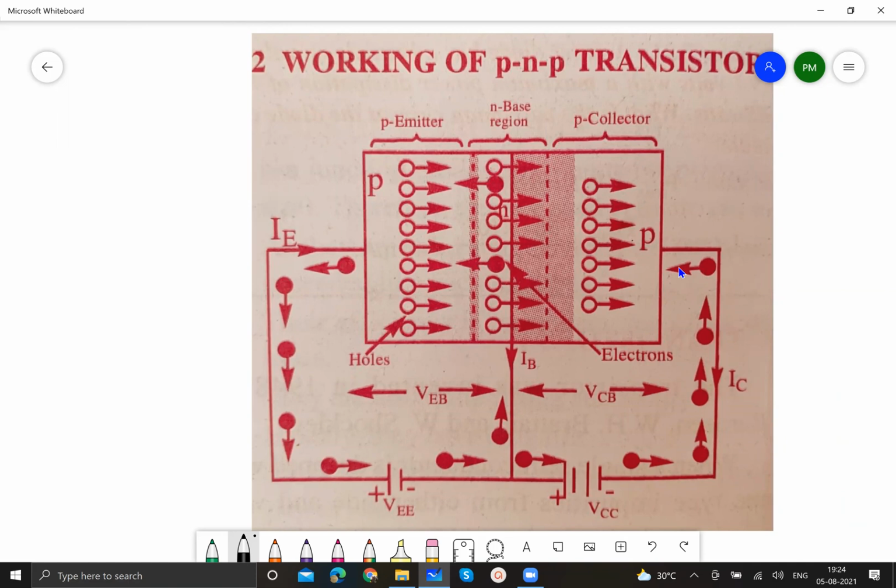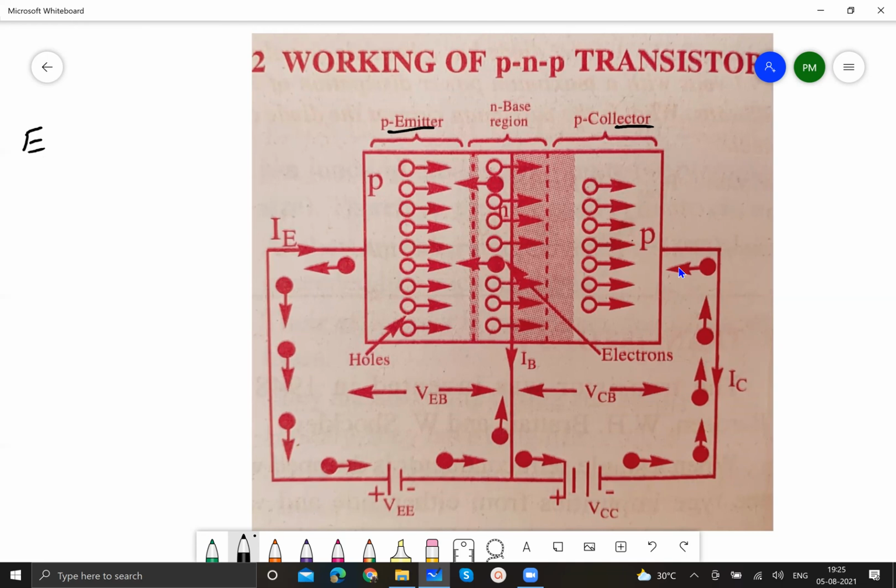So P will have the majority charge carriers, holes. These are all the holes. You can see, this is emitter. This is collector. This is base. Now, how to identify which is emitter, which is base, and which is collector? Are they identical? The answer is no.